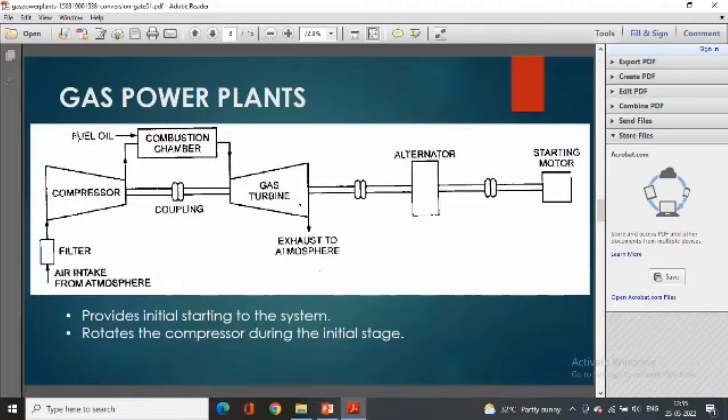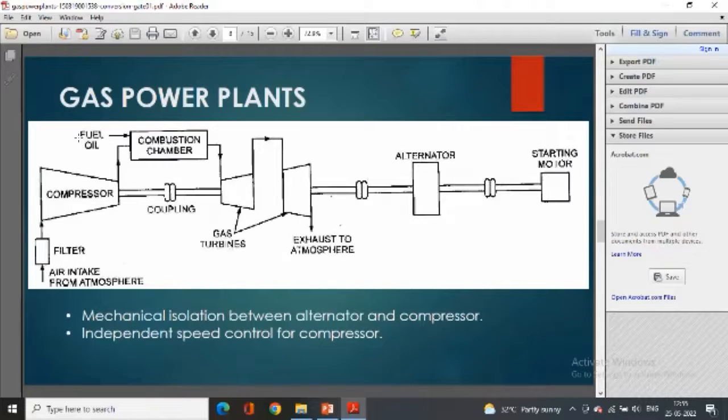The starting motor provides initial starting to the system and rotates the compressor during the initial stage.